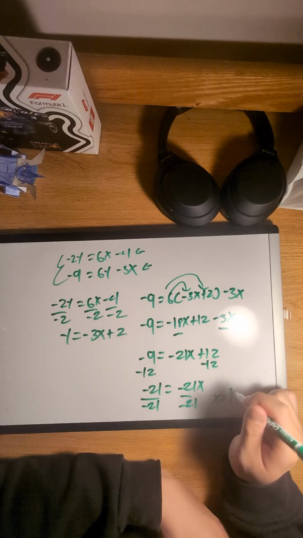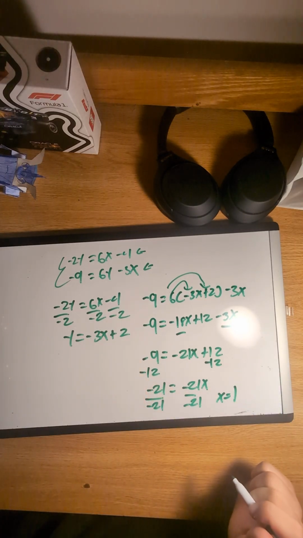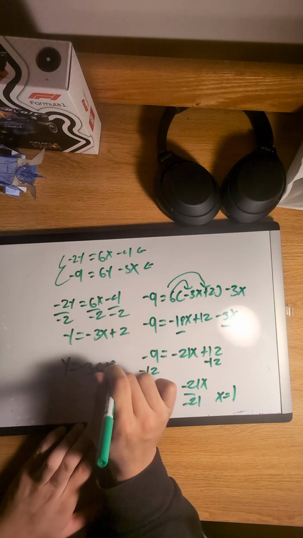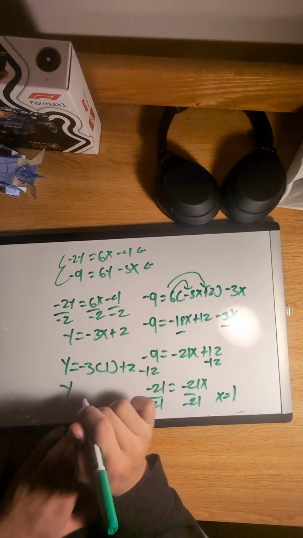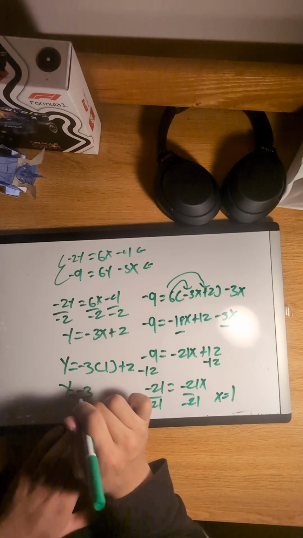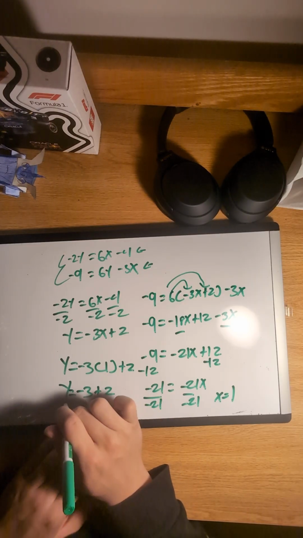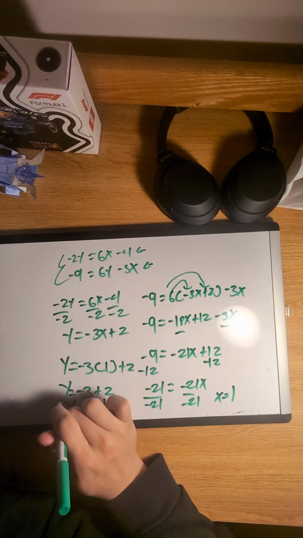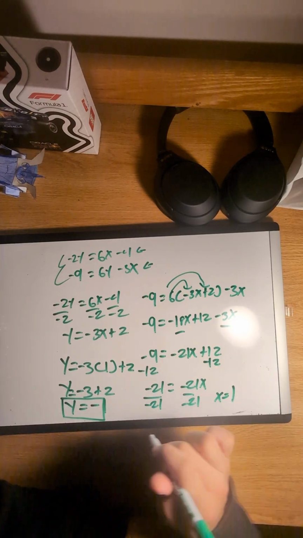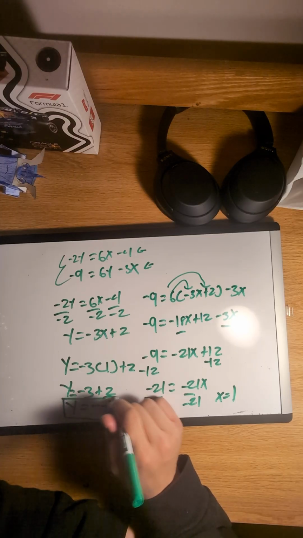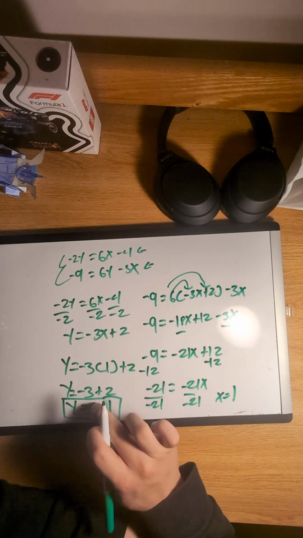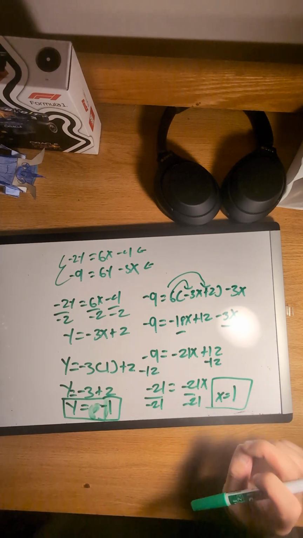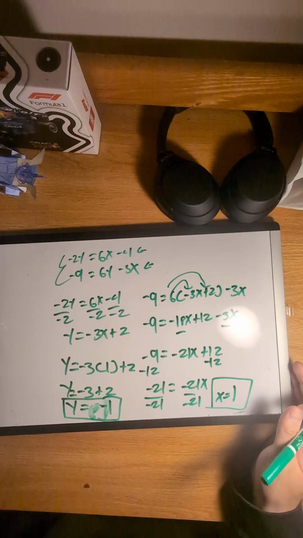So bringing this x value back to our y, we can plug that in and find our y value. That'd be y equals negative 3 times 1 plus 2. That ends up being negative 3 plus 2, and y equals negative 1. So we have our y and x value: y is negative 1, and x is 1. We can plug that back in to double check our answer, which I will do right now.